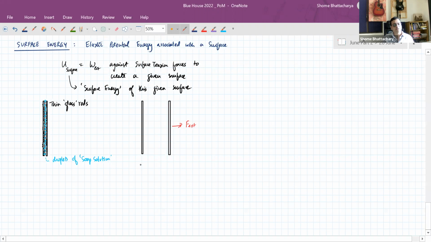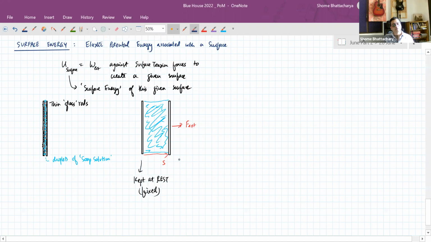So this one is kept stationary, fixed, whereas this one is moved through a displacement of S, let's say. And thereby it creates a film of soap solution in between. Because on the one hand, the soap molecules cling on to the glass at the edge because of this strong adhesive force, but they also cling on to each other because of surface tensional force. So it creates a film of soap solution.